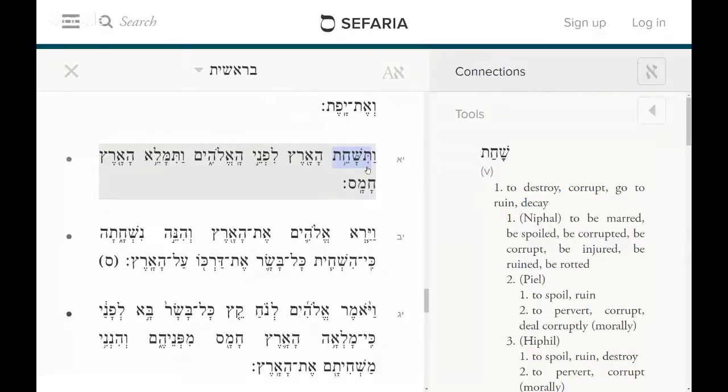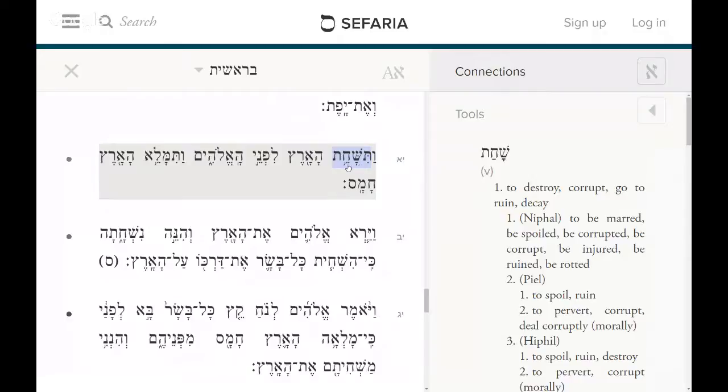Now, take a close look at the vowels in this word, ti, sha, chet. So e, a, e. That tells us that this is a particular verb form called nifal. A nifal verb is basically passive. It's passive, meaning that the action is occurring to the subject of the verb. So, in other words, if it was active, it would be she destroyed or she corrupted. Whereas it's passive, it's she became corrupted, she became destroyed, she became rotten, and so it's passive. And that's a feature of that verb form.